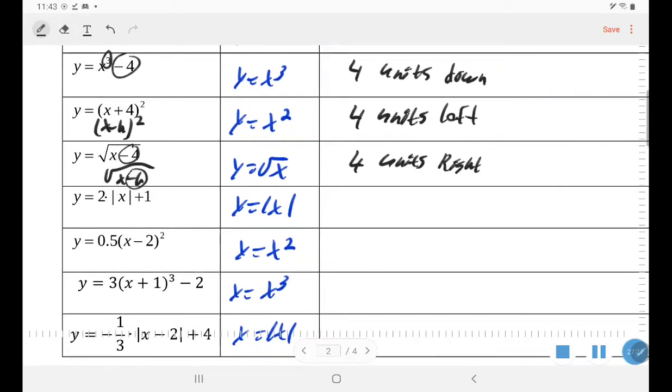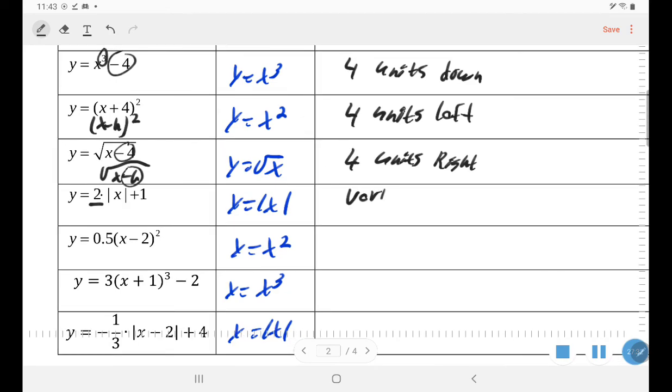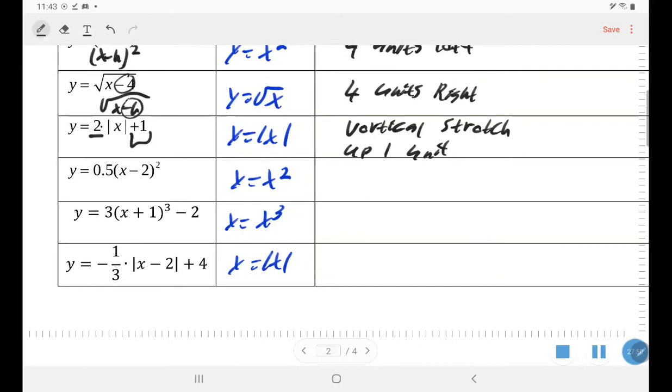Okay, now this one has 2 transformations. Has a 2 in the front, so I have an a, call it an amplitude or something if you wish, but it's bigger than 1, so I know I have a vertical stretch. Technically, you have a vertical stretch of magnitude 2, if you want to be fussy about it. And then the +1 at the end is a vertical shift, telling me I'm going to go up 1 unit.